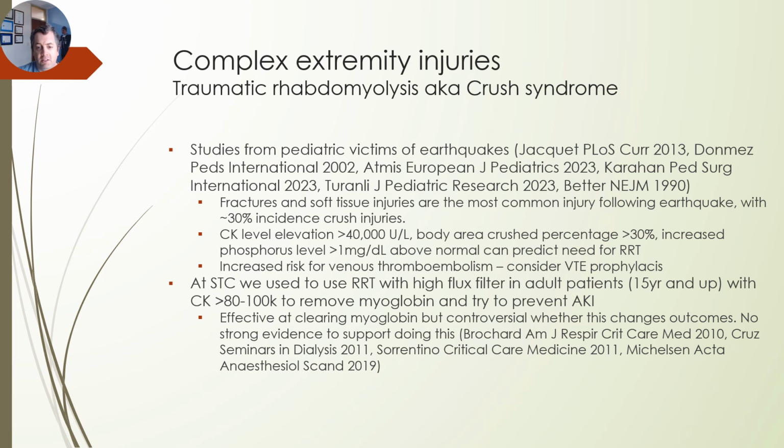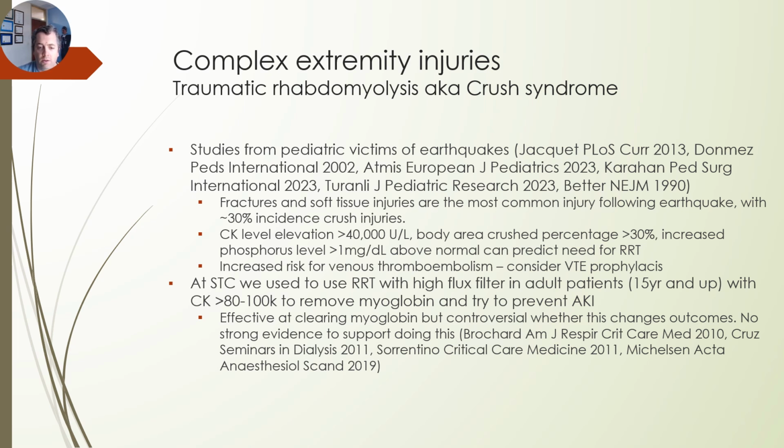So, traumatic rhabdomyolysis, aka crush syndrome. Studies from pediatric victims of earthquakes give us the most detail about management. Fractures and soft tissue injuries are the most common injury in those studies, with about 30% incidence of crush. And they gave us some predictors of the need for renal replacement therapy beyond the usual indications: CK level above 40,000, body area crushed greater than 30, and increased phosphorus. These patients also do have a higher rate of venous thrombosis, and so should be considered for prophylaxis.